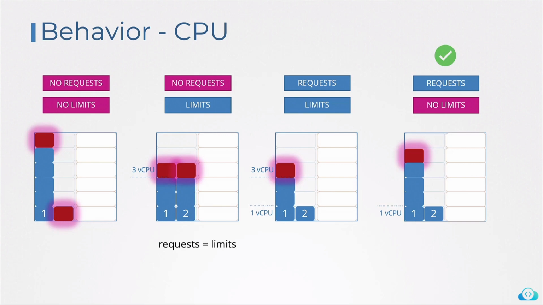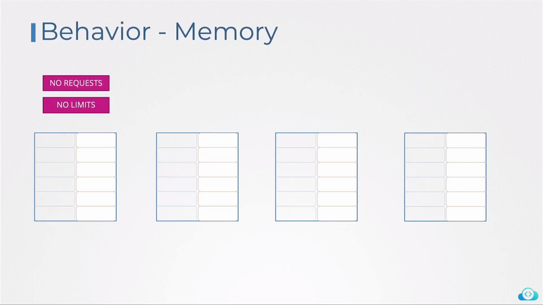But you can have absolutely different requests or limits set for each container within each pod. Also note that these recommendations are just for CPU. So let's look at how it works for memory next. It's kind of similar.